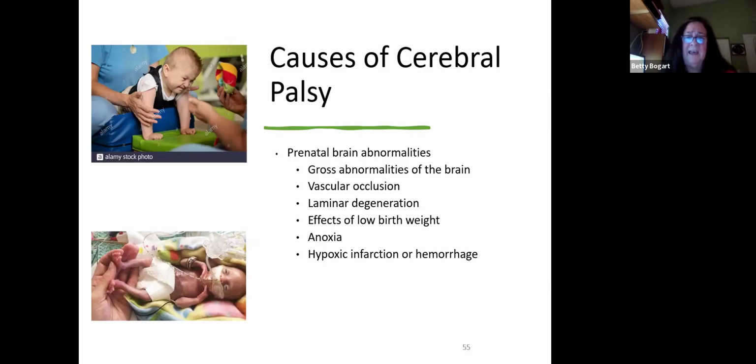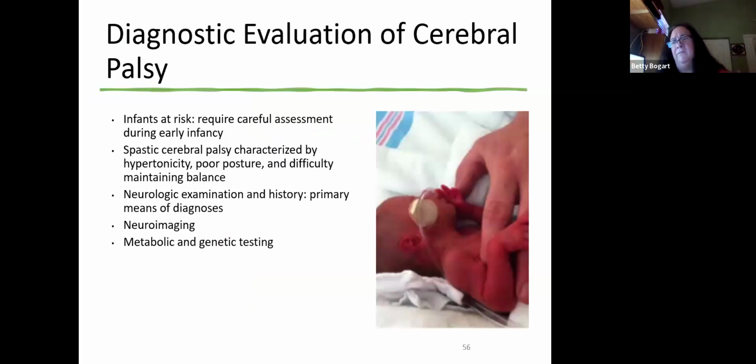I think the biggest thing I see is that hypoxic anoxic episode, where they're born and at delivery, they can't get out by normal delivery. They have to rush them to C-section, get them out, and they've had moments where they have been without oxygen. And that's where I see a lot of CP come from.